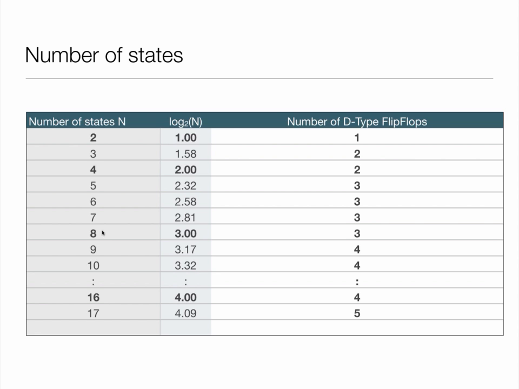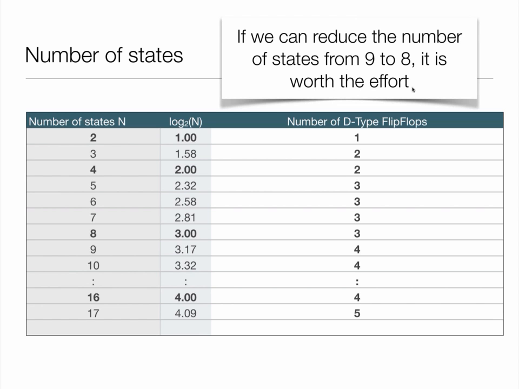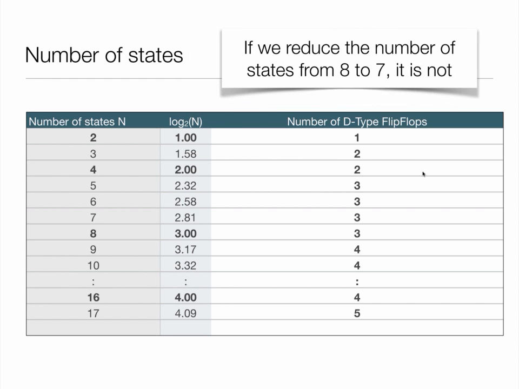And you might think, well, how's that possible? How can you simplify a state machine? Well, because it's very easy to add redundant states into a state machine. And there's nothing wrong with doing that when you're designing it. But then you can go in and try and simplify it without changing the functionality. Okay, I'll explain. So, if we can reduce the number of states from 9 to 8, for example, it's worth the effort. 8 to 7, maybe it's not.